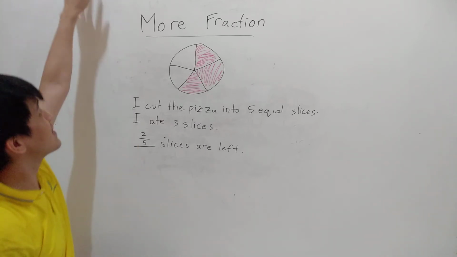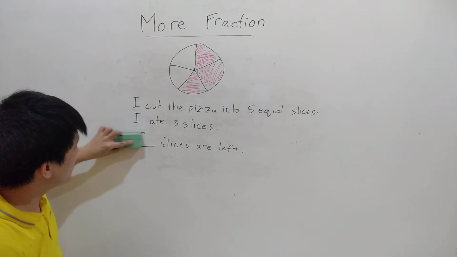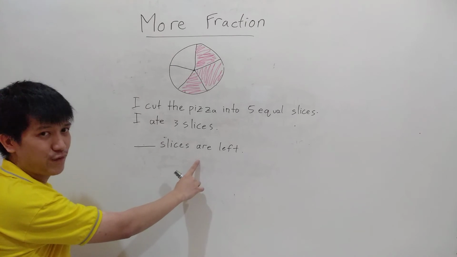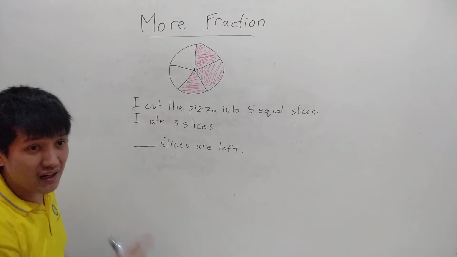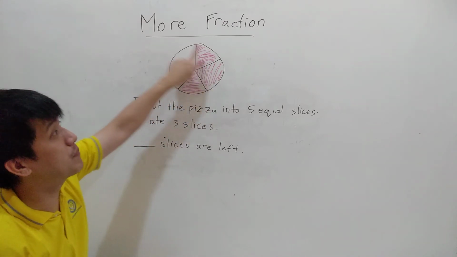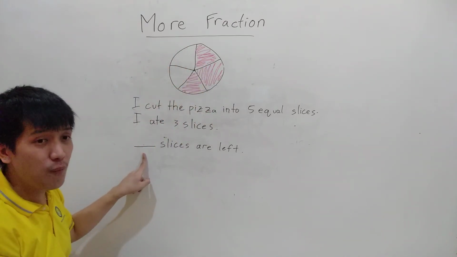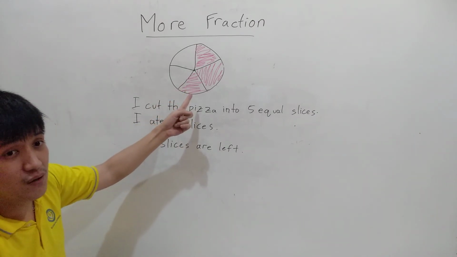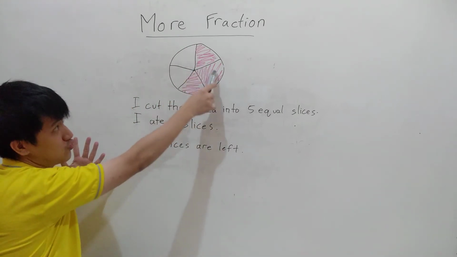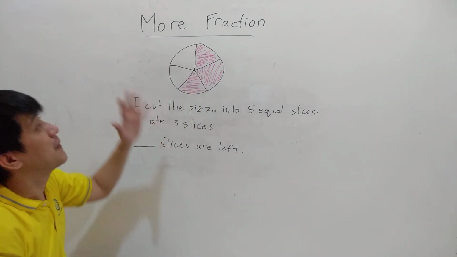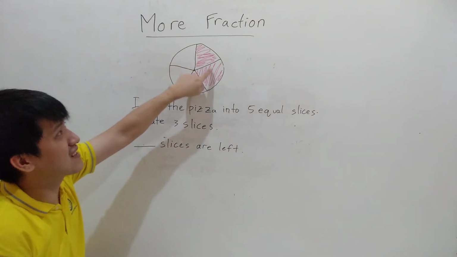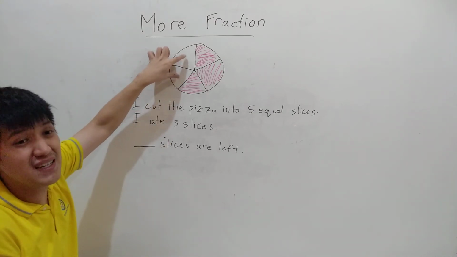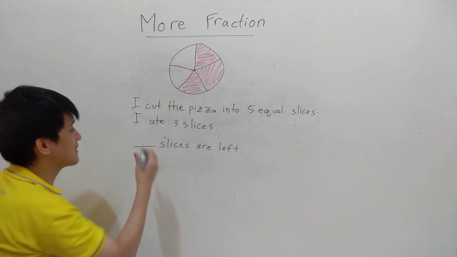Because we have to read the question. The question does not ask you about how many of the pizza are left. 2/5 is correct if it's asking about the pizza. Read the question again. How many slices? How many slices does the pizza have? The pizza has 5 slices, right? 1, 2, 3, 4, 5 slices. I ate 3 slices. That's the thing that I ate. So how many are left? How many slices are there? 2 slices are left.